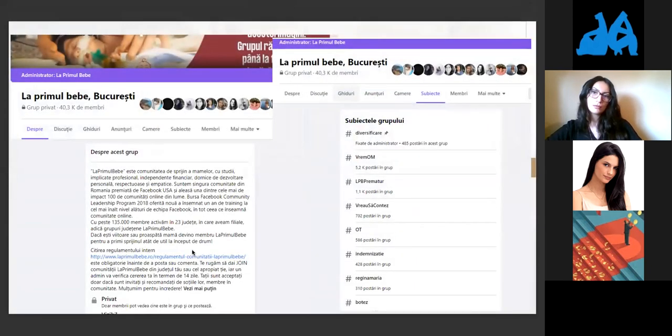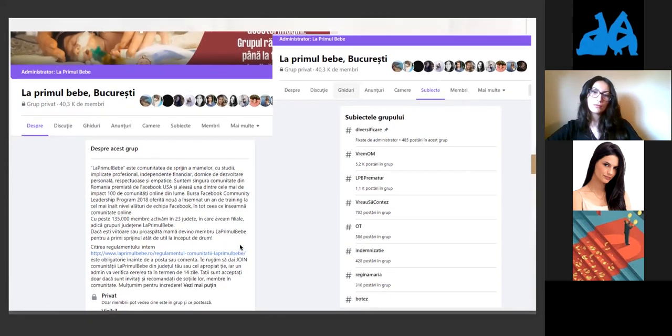This is a bigger and more notorious group of mothers and fathers. La primul bebe, it's the first baby, would be the translation. It has 40,000 members and is often brought up in the interviews I conducted, so I felt it was relevant to show you there is also a larger group where mothers seek support.